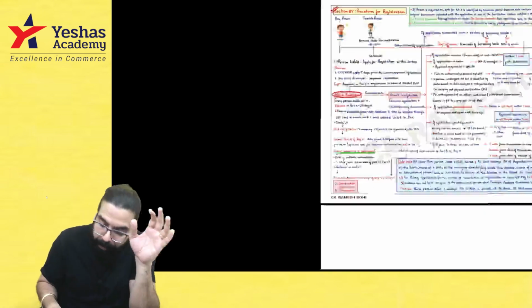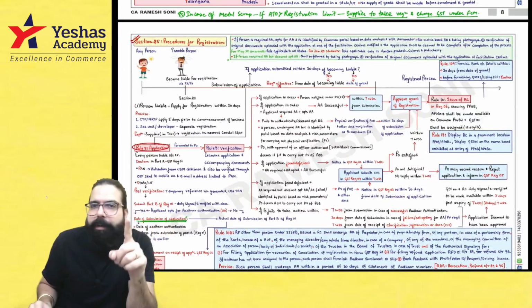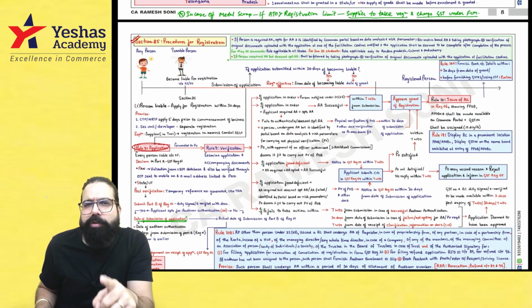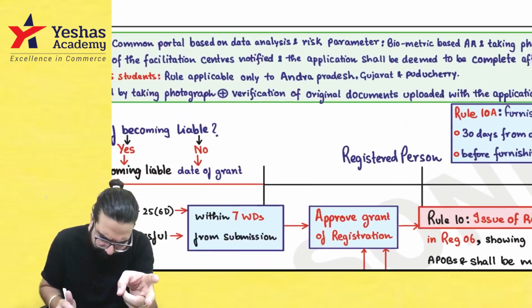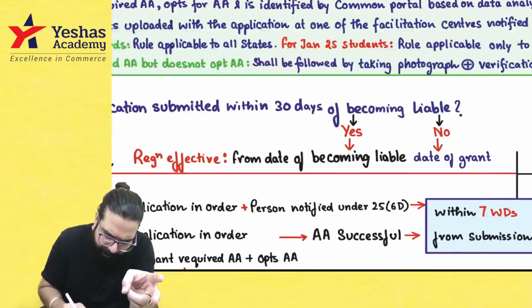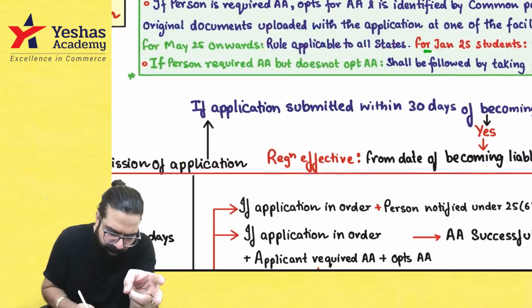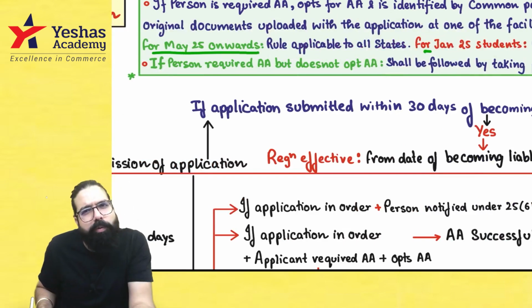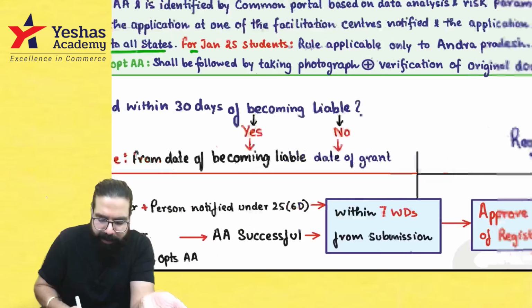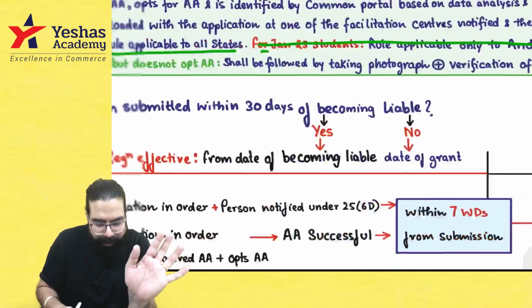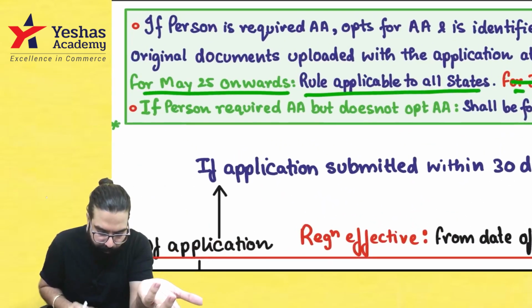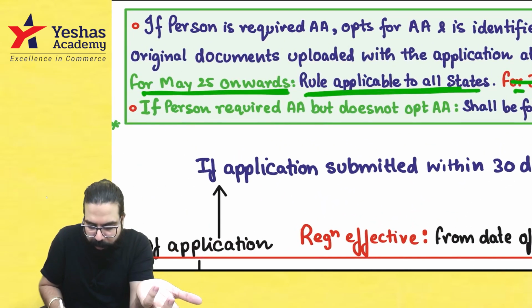Yes, sir, we remember. Now, this clause was only applicable to the states of Gujarat, Puducherry, and Andhra Pradesh, if I am not wrong. But I told you this is only applicable for January students. For May 25 onwards, the amendment is that this rule is now applicable to all the states. So for January students it was not applicable; it was only applicable to 3 states. But now, for May 25 onwards, this rule is applicable to all the states.